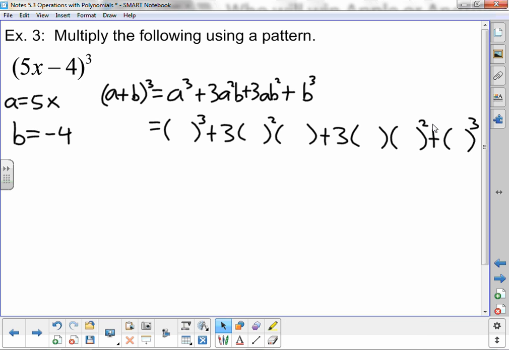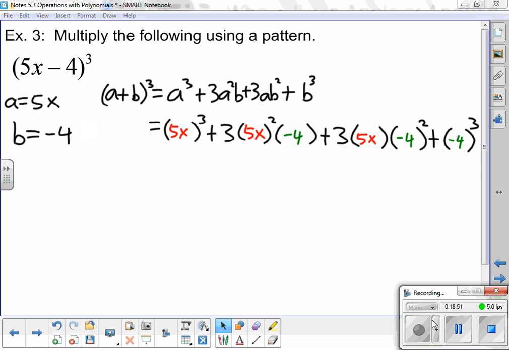All right, so I'm going to throw in my numbers. So my a is a 5x. Anywhere there's supposed to be an a, I'm going to put a 5x in. A is a 5x. All right, and b is a -4. So this is a -4, -4, -4.